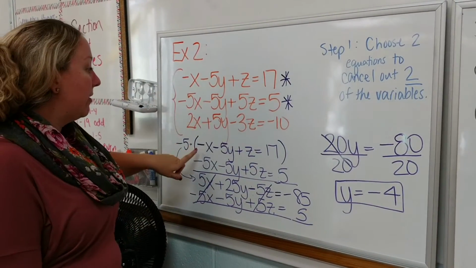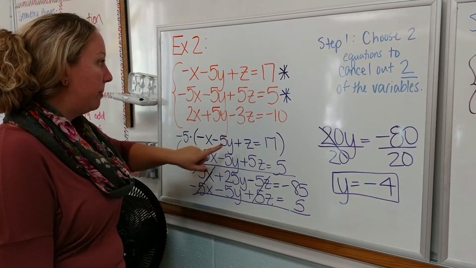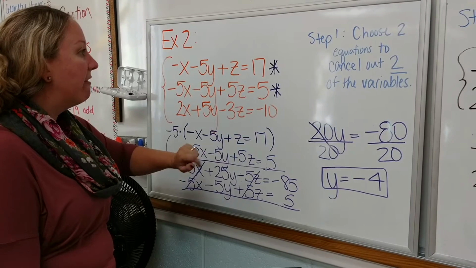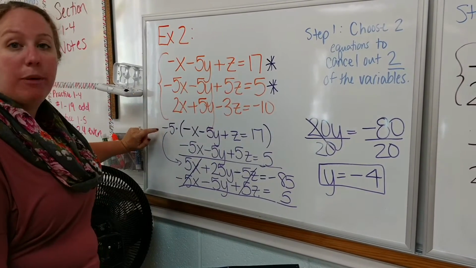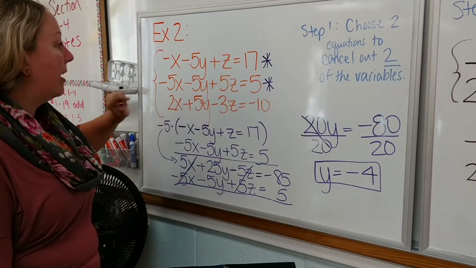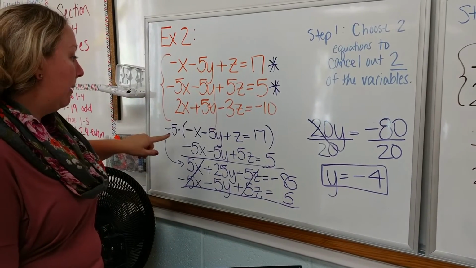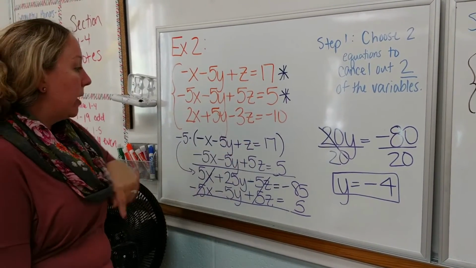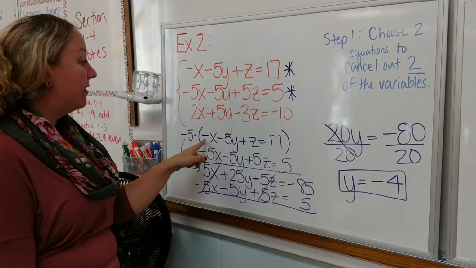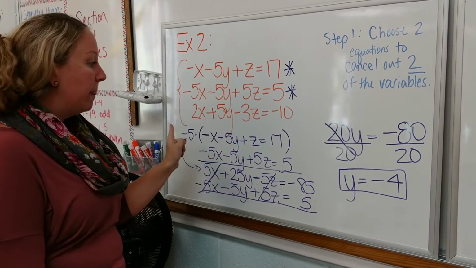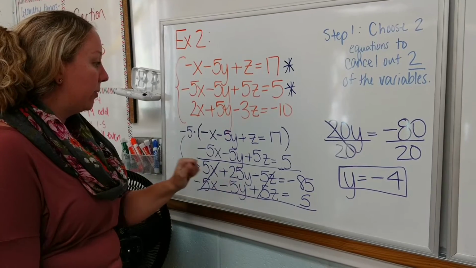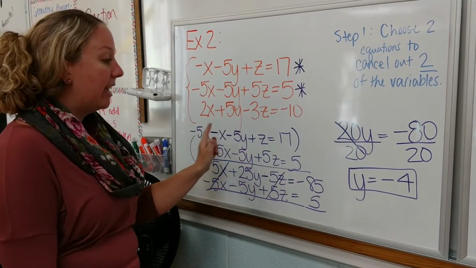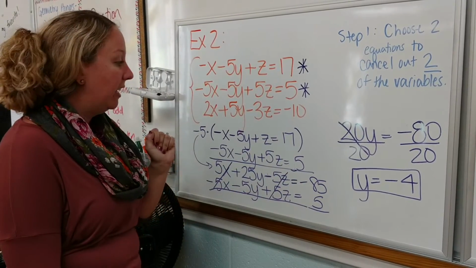So I rewrote them down here, negative x minus 5y plus z, and negative 5x minus 5y plus 5z equals 5. And multiplying my top equation by negative 5, I'm going to get my x's and my z's to cancel out. So you distribute this negative 5 to every term in this equation. Negative 5 times negative x is 5x. Negative 5 times negative 5y is 25y. Negative 5 times z is negative 5z. And negative 5 times 17 is negative 85.